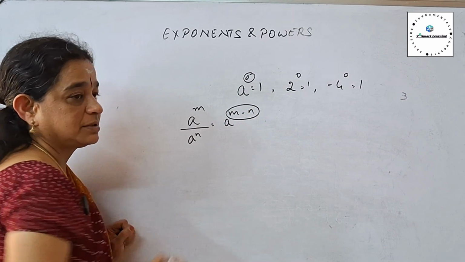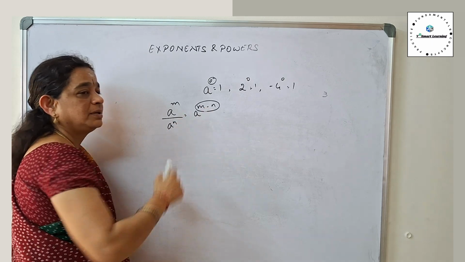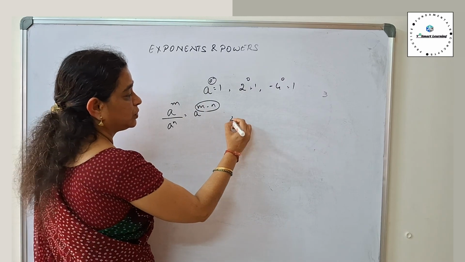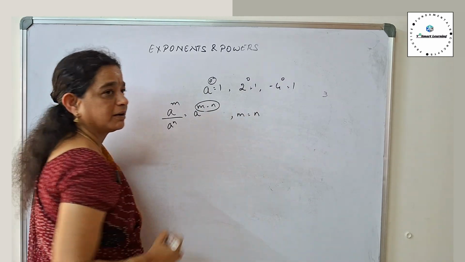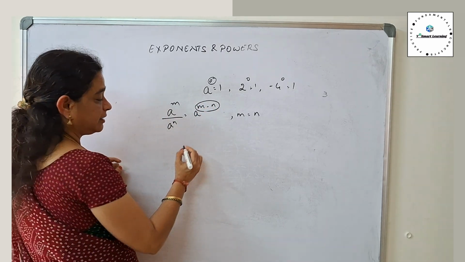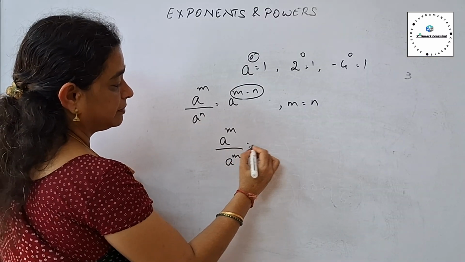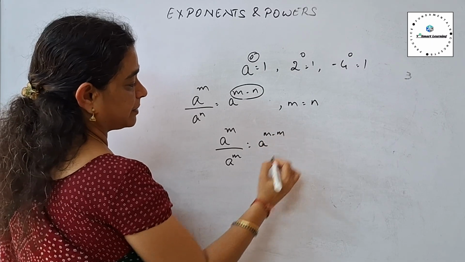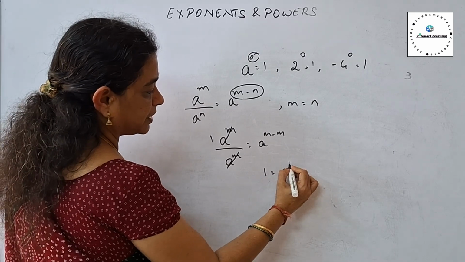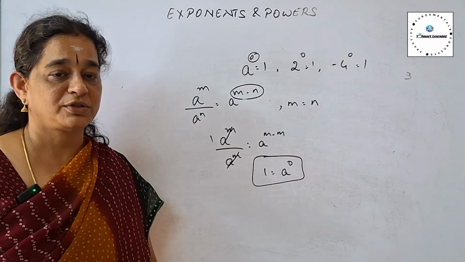When will this become 0? Please pause the video and think for a minute. When will this become 0? This will become 0 when m is equal to n. So when m is equal to n, this will become 0. What will happen to the left hand side? A power m. Instead of n, I am putting m, a power m minus m. So this goes 1s are 1s. So 1 is equal to a power 0.